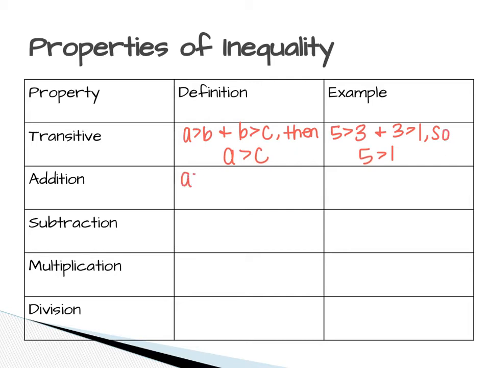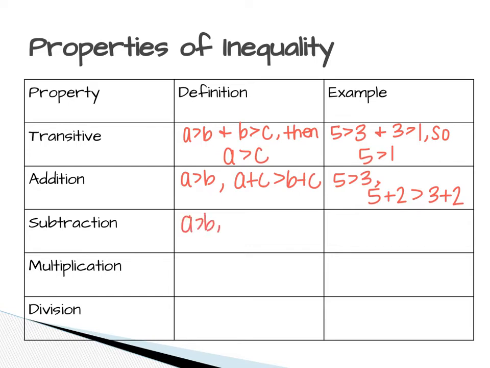The addition property states that if A is greater than B, then A plus C must be greater than B plus C. Just like if 5 is greater than 3, then 5 plus 2 must be greater than 3 plus 2. The subtraction property states the exact same thing. If A is greater than B, then A minus C must be greater than B minus C. Just like 5 and 3, 5 minus 2 must still be greater than 3 minus 2.